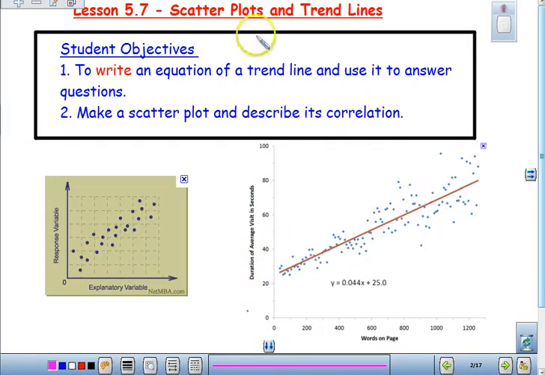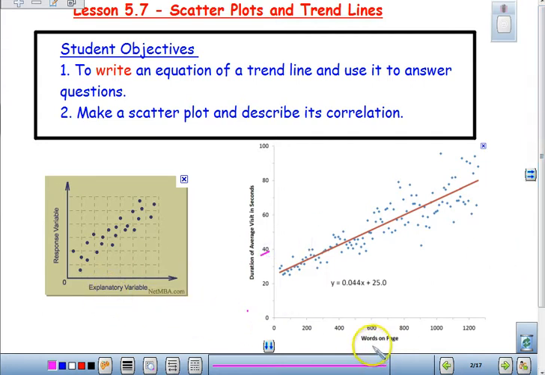You're not going to see all of these notes in my flip chart in your notes. But what you now want to look at is what is your objective in 5-7. It is to write an equation for a trend line and use it to answer questions. You're going to be making scatter plots to describe the correlation. Here's just some different examples of some scatter plots you might see if you are looking at some different things.